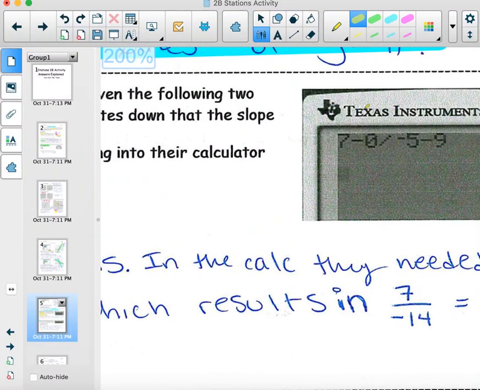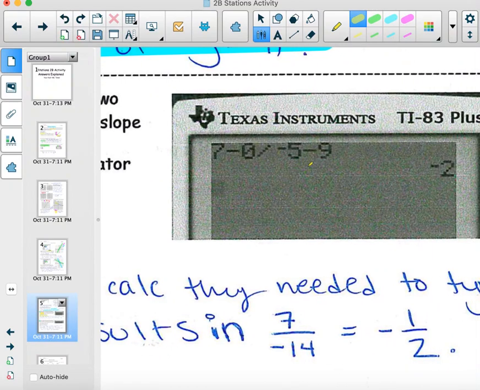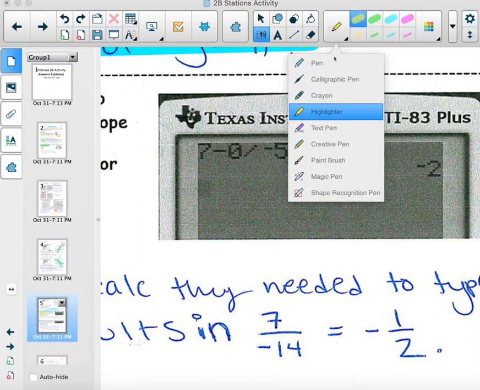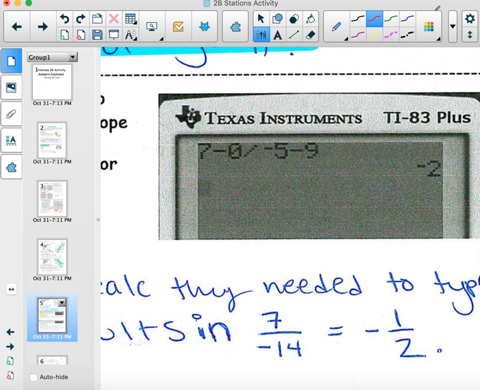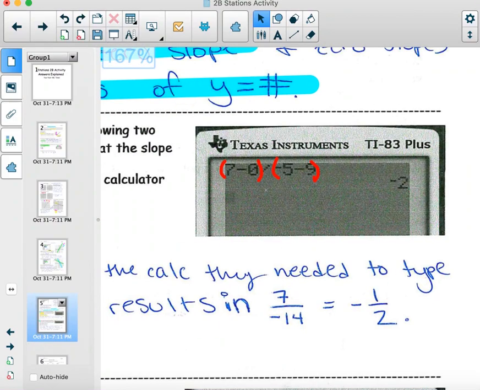Okay, so we have 7 minus 0 divided by negative 5 minus 9. Well, that looks good. That's typed in correctly, right? Gotta be. No! The answer should be no. We are missing parentheses. Oh my goodness. We need parentheses. I cannot stress this enough. Do not get a question wrong because you forgot parentheses in your calculator, but you did all the hard work on your paper. Okay. Parentheses.